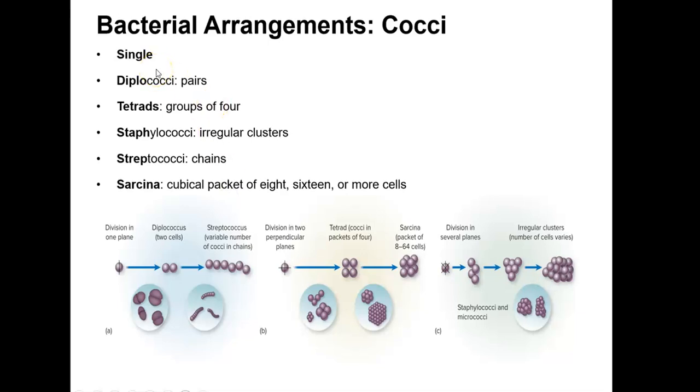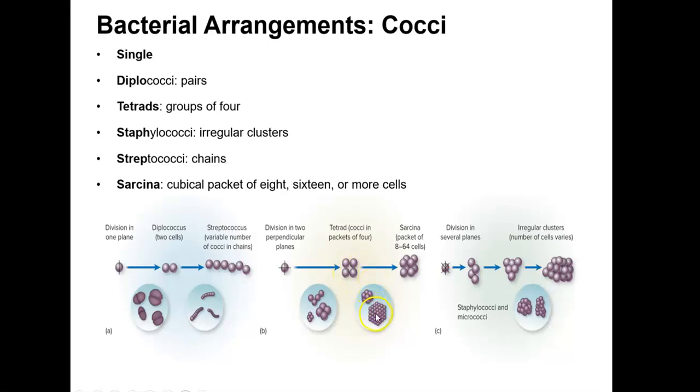Now, we can arrange these spherical cells in combination. So you can have a single coccus, or you can have two that are paired together, and we would call it a diplococci. Or you can have four of them joining together, as you see down at the bottom here, to form four in a group. That is a tetrad.